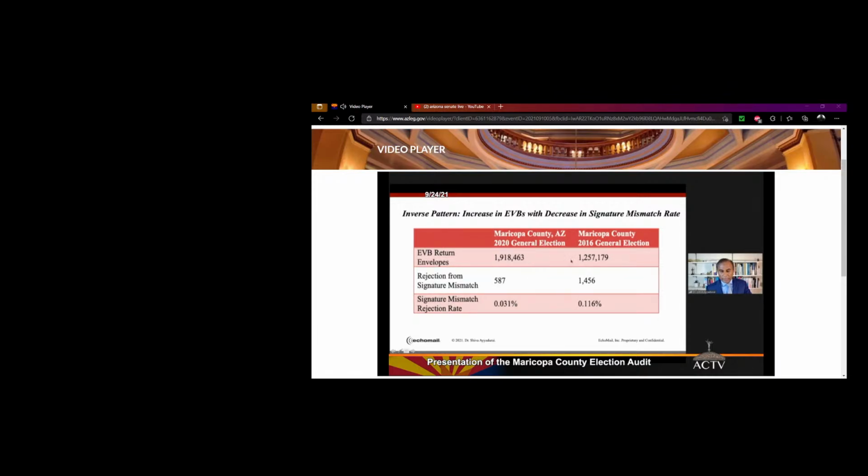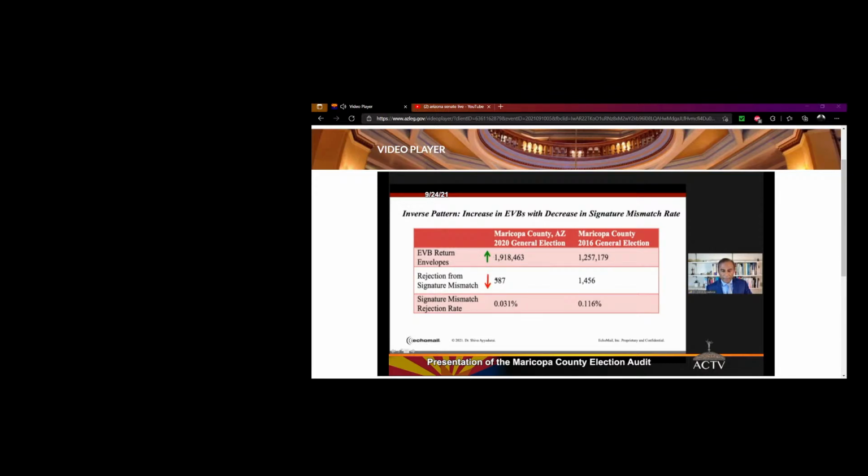In 2020, we have nearly 52% more return envelopes, but the signature mismatch rate goes down by nearly 56%. So it's gone down by a significant number here, okay, nearly 4 times.